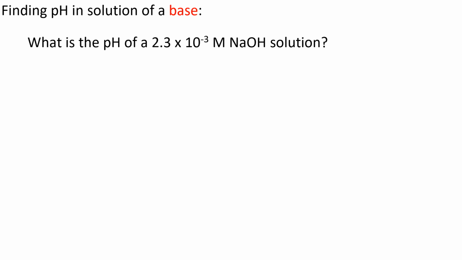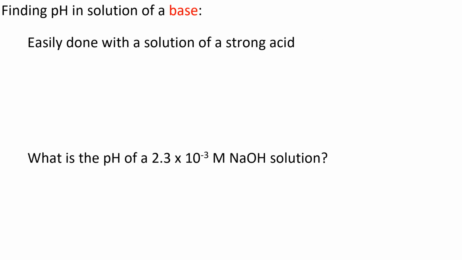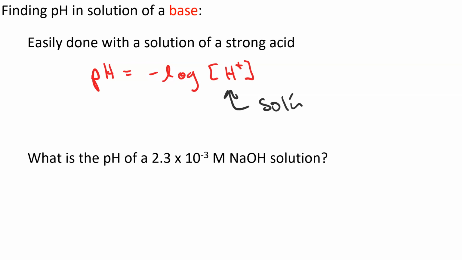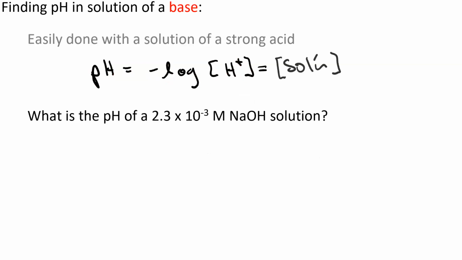Finding the pH in a solution of a base. Now, if you have a solution of a strong acid, it's really easy because pH equals the negative log of the hydronium ion concentration, and if it's a monoprotic acid, then that equals the concentration of the solution. But how do I do it when I've got a solution of a strong base?